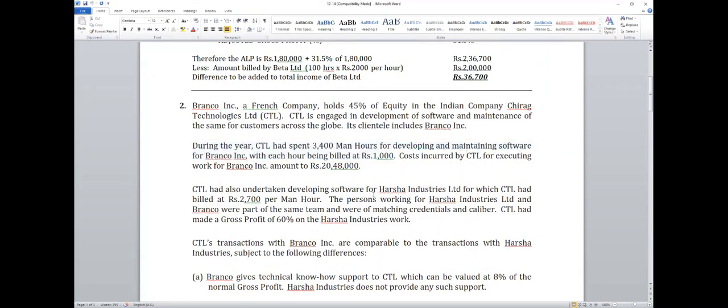Cost incurred by CTL for executing work for the AE amounted to... So all this is cost. The cost must be added to the adjusted GP margin. Cost plus adjusted GP margin, add it and you will get the arm's length price, and then you compare with 34. How much bill have you raised? 34 lakhs. You have raised a bill for 34 lakhs. The question is whether you have applied the correct GP margin on your cost, the correct arm's length profit margin. We can check what the adjusted profit margin is.